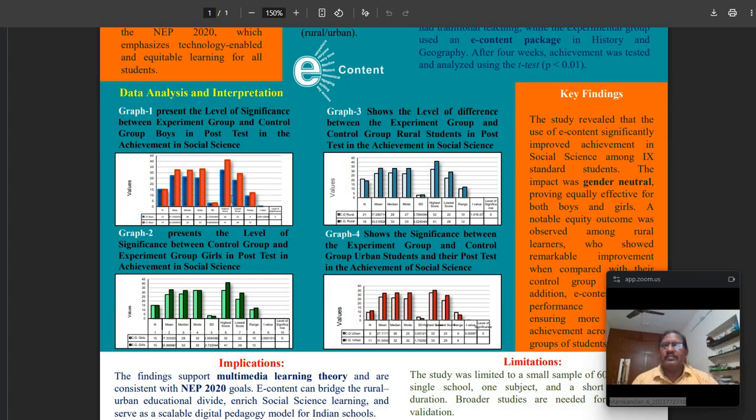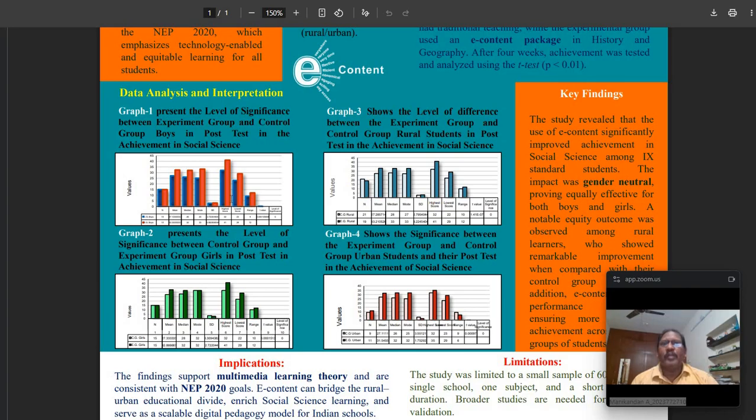Hypothesis 1: there is no significant difference between control group and experimental group boys in post-test. Through my analysis and interpretation from the data, the t-value is 0.00136, which is statistically different at p level 0.01. So it indicates a very strong difference between groups. So the null hypothesis is rejected. E-content had a significant positive effect on boys' achievement in social science. This graph also shows the result.